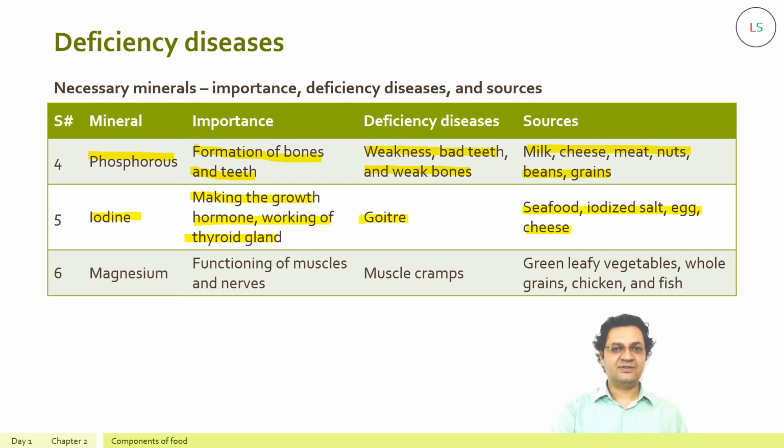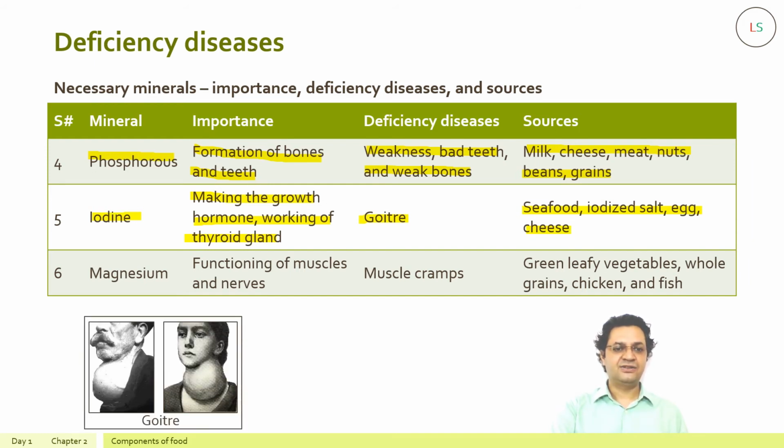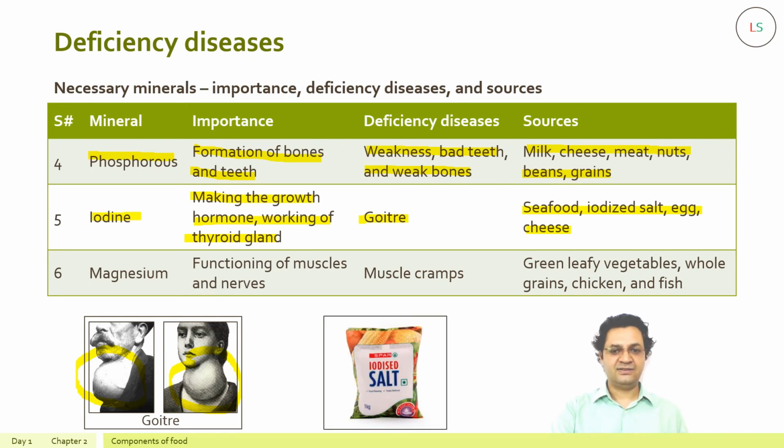Here we have a picture of a male and a female who have goiter. So this swollen portion of the neck is the goiter, and that's exactly where the thyroid gland is placed. Now, in order to remove goiter, there are loads of agencies who decided that iodine should be incorporated into the salt. And that's how we have this iodized salt.